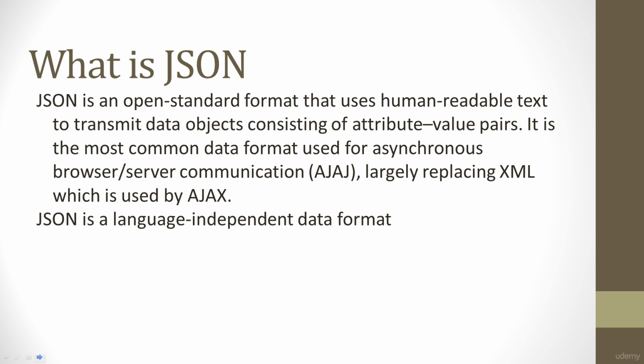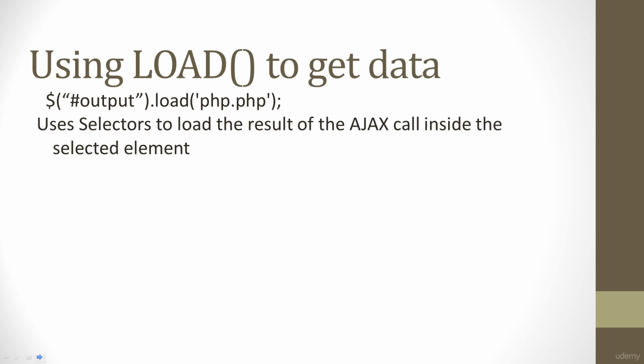JSON is the standard. It's an open standard format that uses human readable text to transmit data objects. Basically, previously we were using XML, and with JSON it's in a more readable format. It just makes more sense when you look at it and try to read through and see what data is contained within.